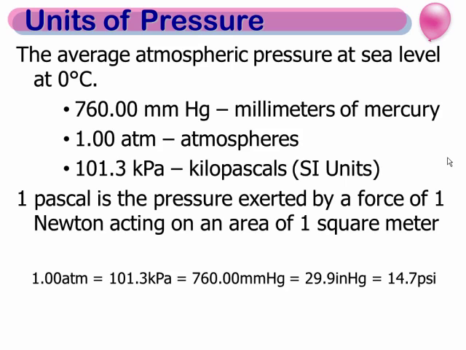Okay. So please note significant figures. So 1 atmosphere is 1.00. I have 101.3 kilopascals, 760.00. All of the zeros here are significant. 29.9 inches of mercury, and 14.7 psi, which is pounds per square inch.